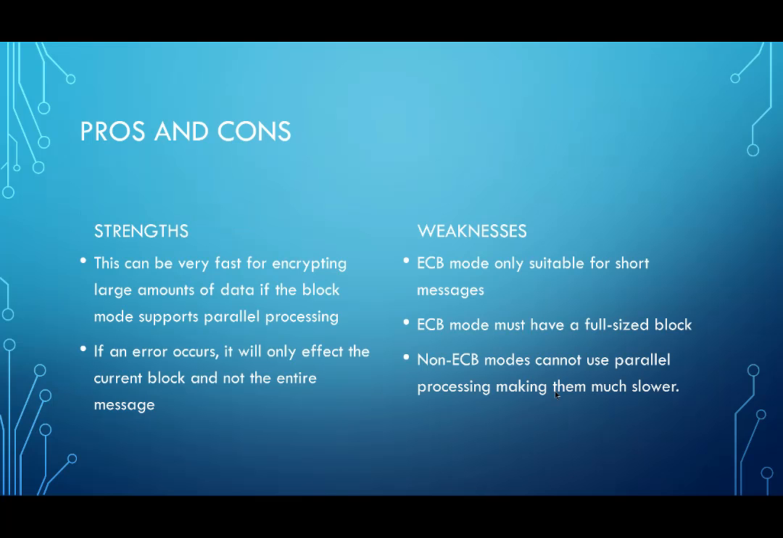Now we will talk about the strengths and weaknesses of block ciphers. Some strengths are that this can be very fast for encrypting large amounts of data if the block mode supports parallel processing. Also, if an error occurs, it will only affect the current block and not the entire message. Some weaknesses are that the ECB mode is only suitable for short messages. The ECB mode must have a full-size block, and non-ECB modes cannot use parallel processing, making them much slower.